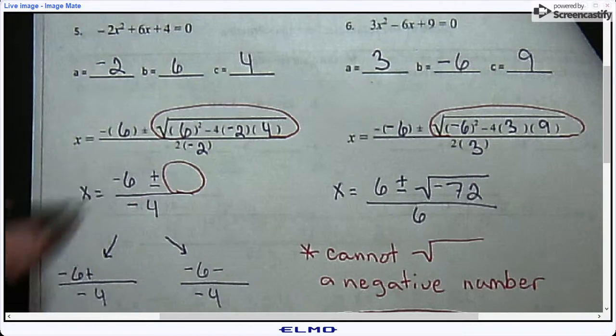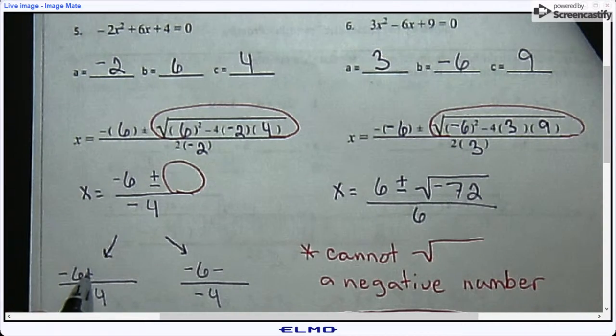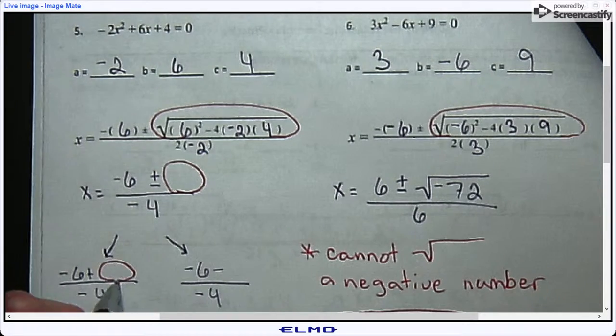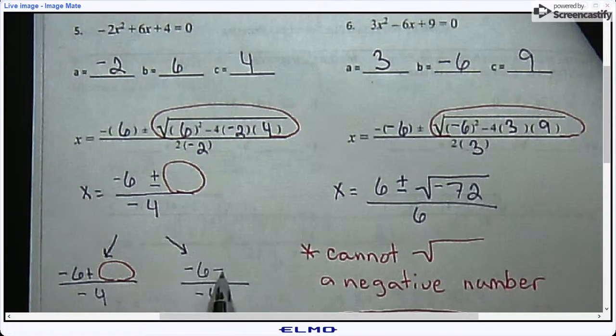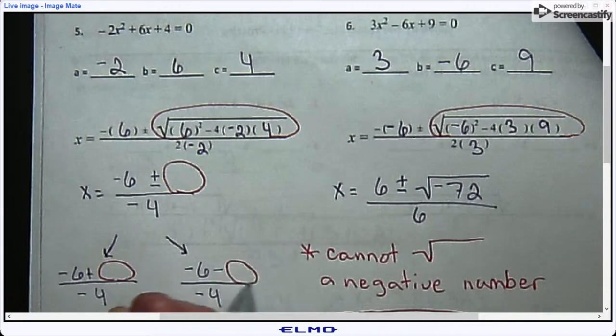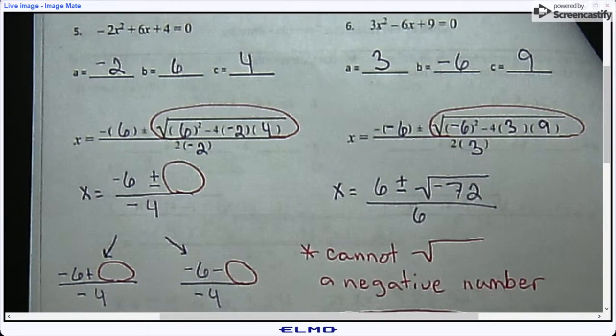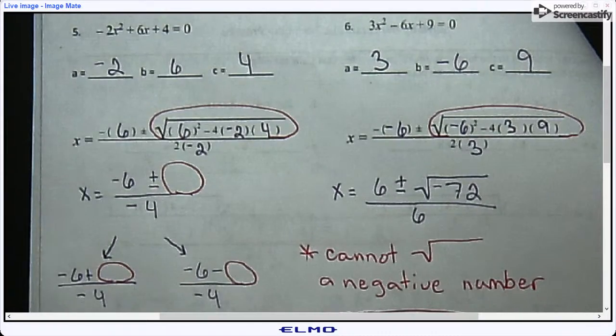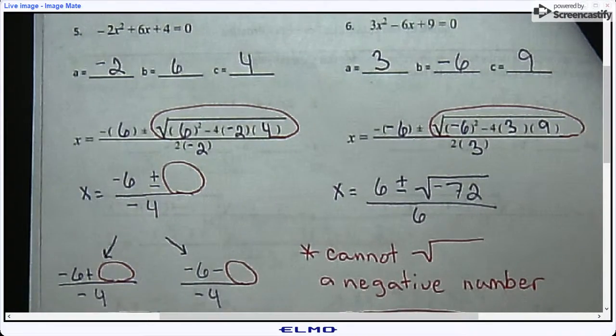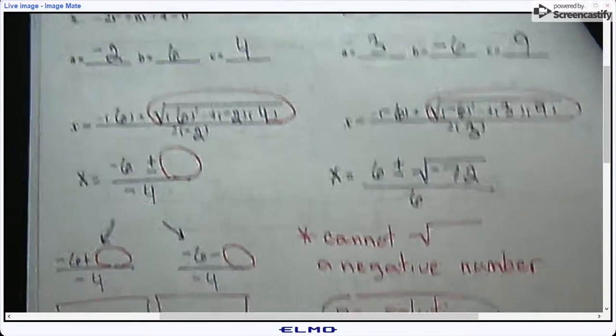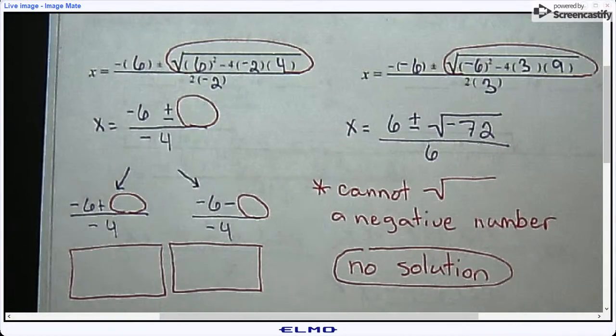So you see nothing changed. I still have -6 plus divided by -4, and -6 minus divided by -4. And then find those answers. Once you finish that, go back to page 17 and complete 1 through 4.